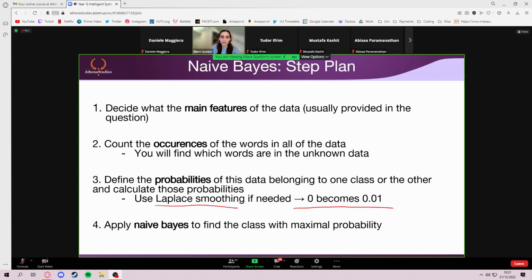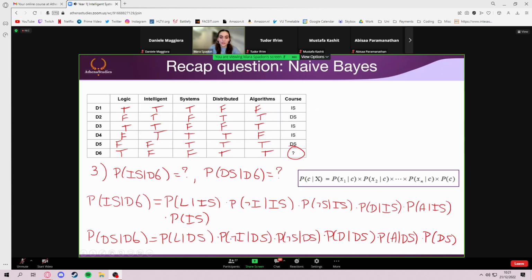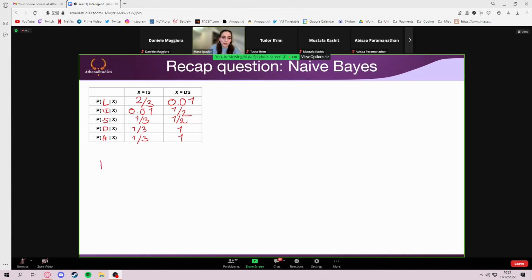So the last thing is to apply the formula to find the class with the maximum probability. So we take our formula from before, and we take logic given IS, so that is 2/3, times intelligent given IS, times not systems, distributed, and algorithms. And then we should not forget we need to multiply it by the probability that something is an IS course.